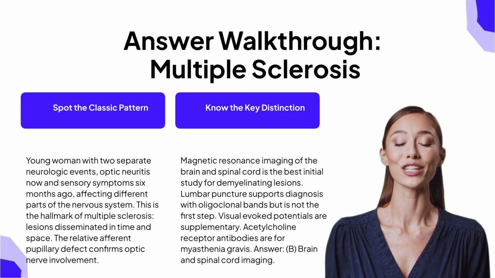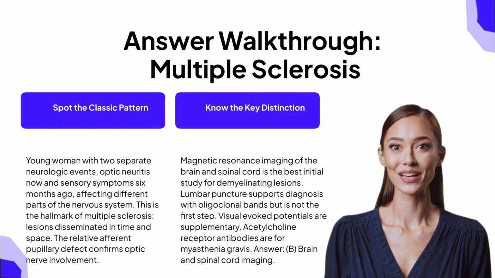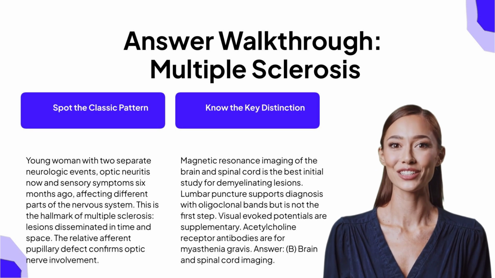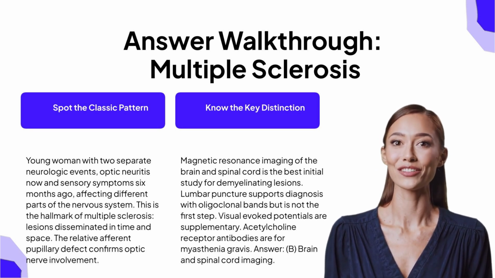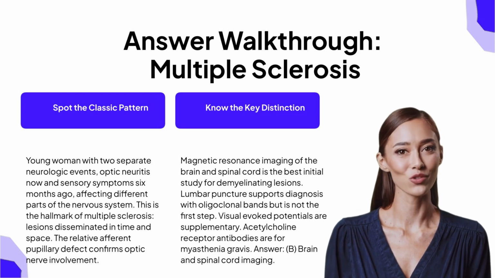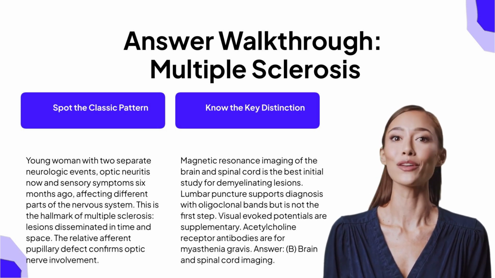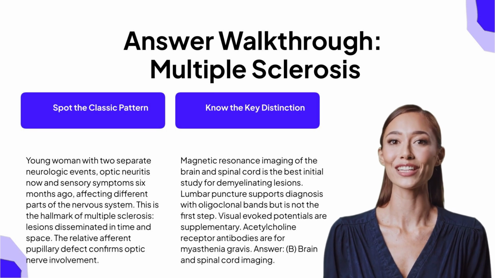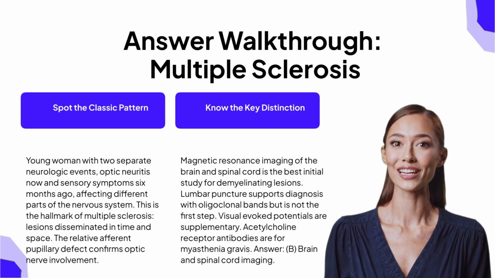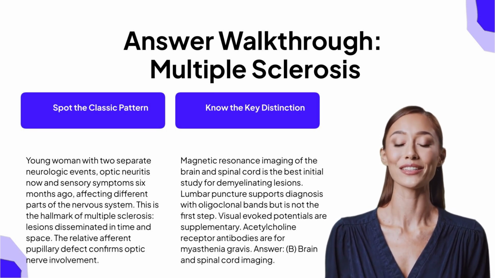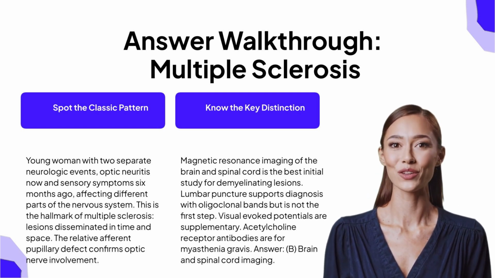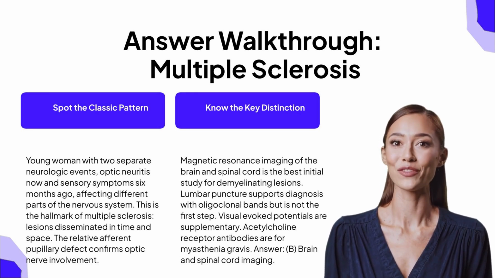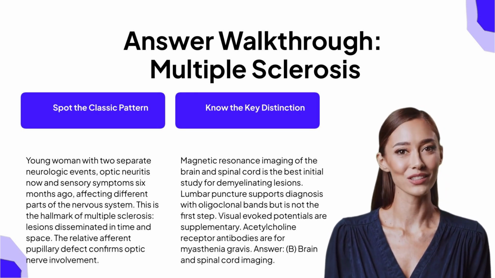Magnetic resonance imaging of the brain and spinal cord is the best initial diagnostic study because it can show the characteristic periventricular demyelinating lesions. Lumbar puncture can support the diagnosis by showing oligoclonal bands, but it is not the first step. Visual evoked potentials are supplementary tests. Acetylcholine receptor antibodies are for myasthenia gravis, not multiple sclerosis. The correct answer is B, magnetic resonance imaging of the brain and spinal cord.